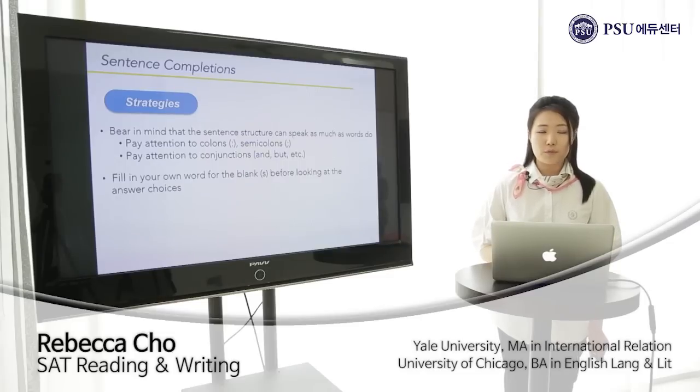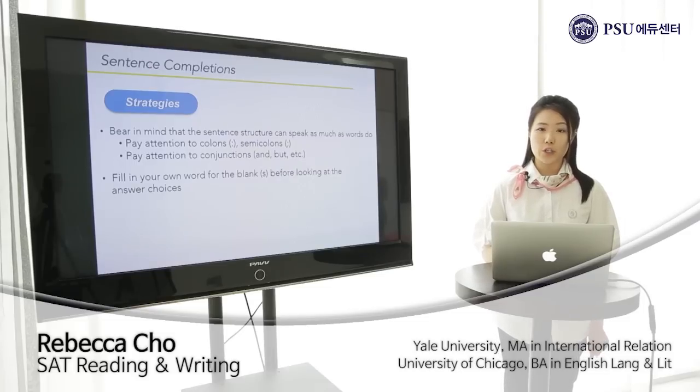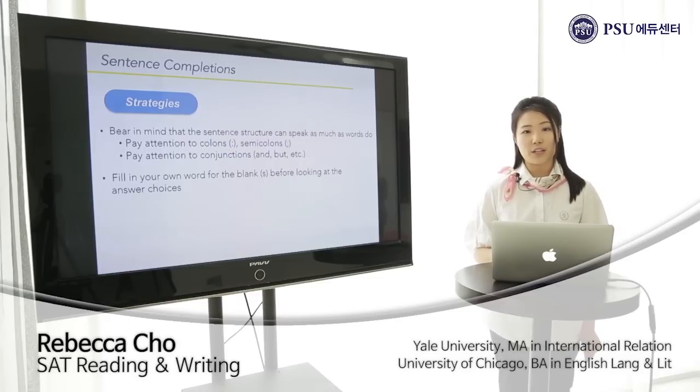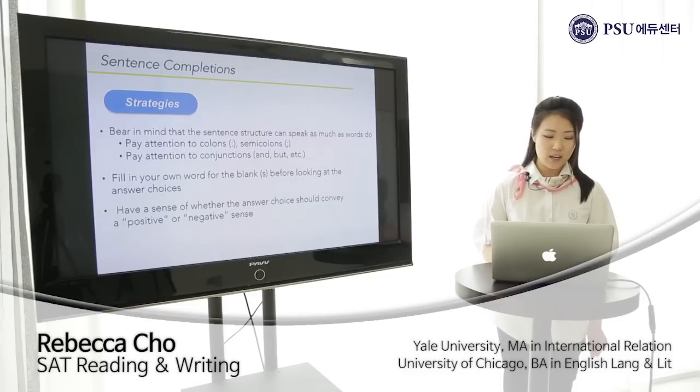Then, it is important for you to have a sense of what the word you're looking for is before you go and look at the answer choices. So, what you should do is cover up the answer choices, read the sentence, and come up with a word that you think best fits the sentence, and then you should proceed to look at the answer choices.